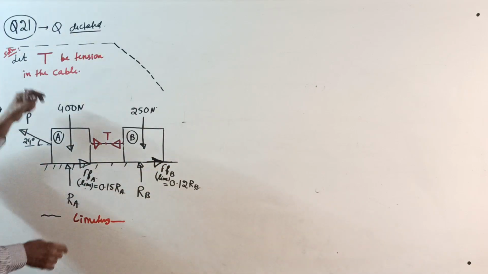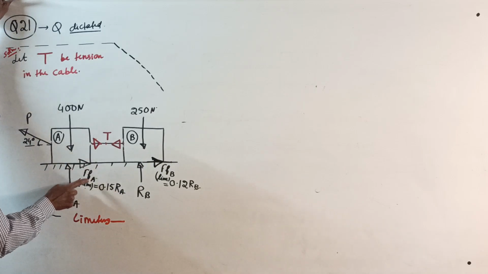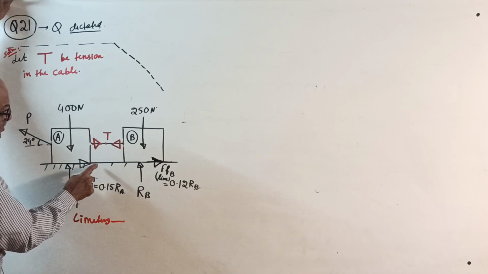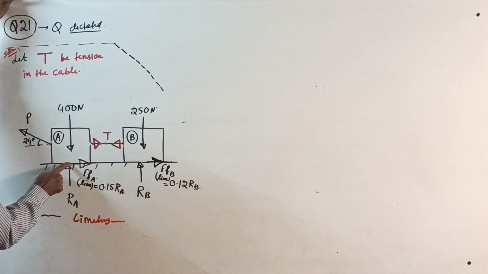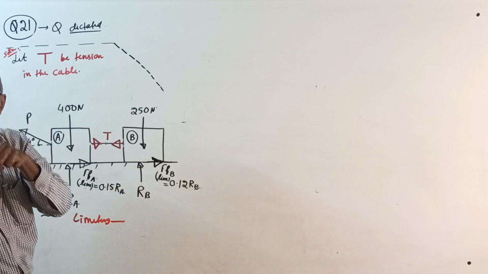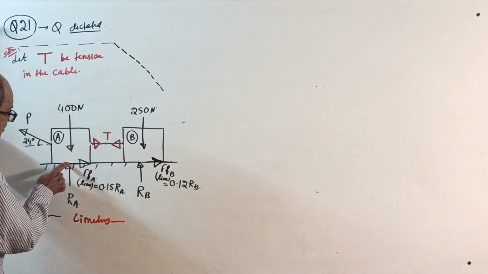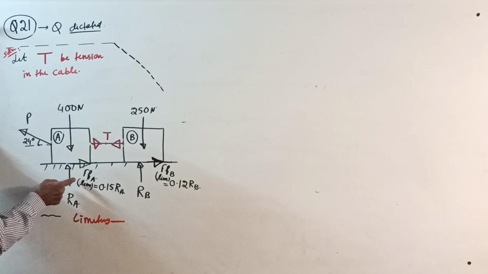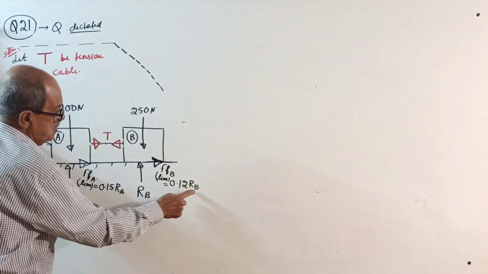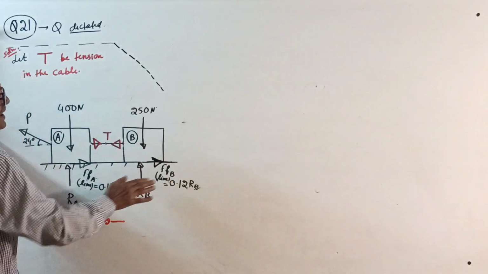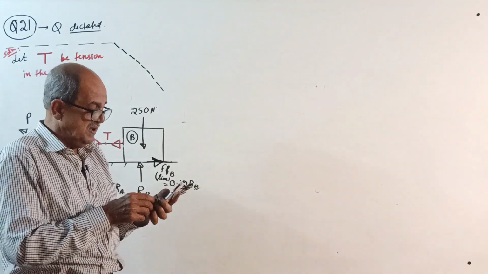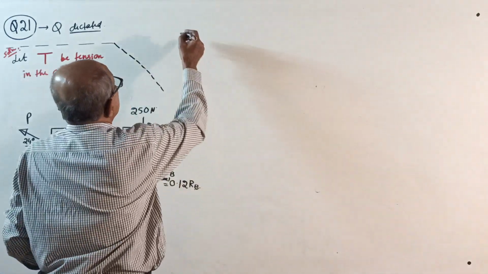The frictional force here is the limiting force, so you should write mu times normal reaction. Here mu is 0.15, as I told just now; see the question. So 0.15 times RA is the frictional force at A. Here the frictional force is mu, 0.12, times RB. All this you write. Okay, now start solving. First consider equilibrium.